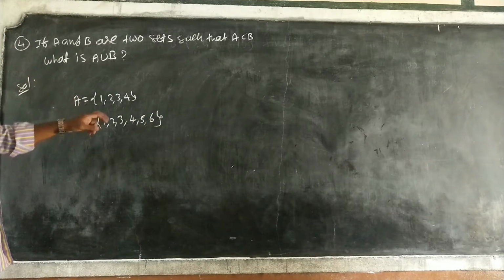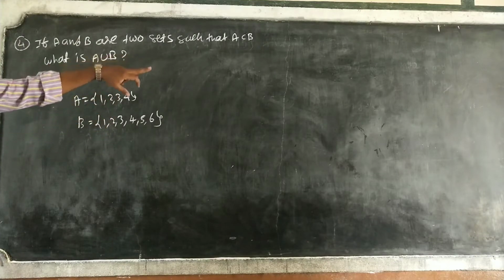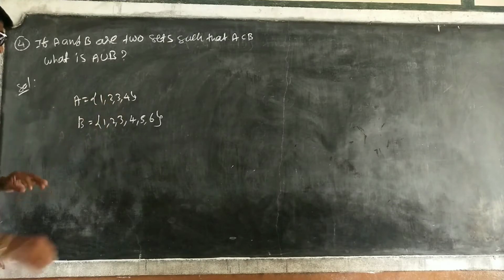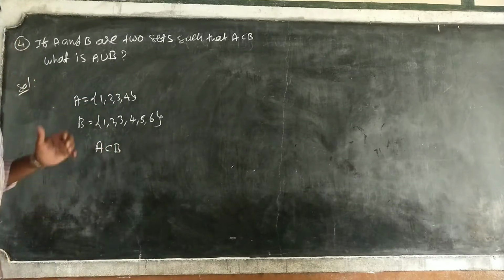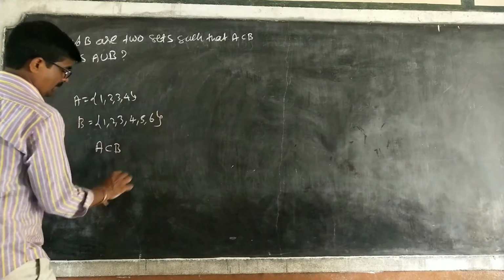What we have to find? A is a subset of B, because here the condition is satisfied. Every element of A is in B, so A is a subset of B. What do we have to write? We have to write A union B.